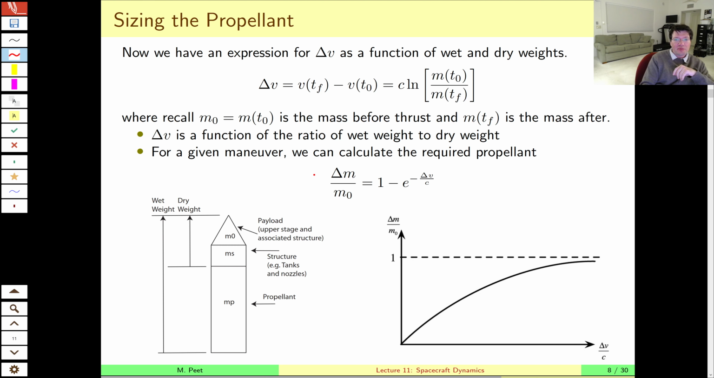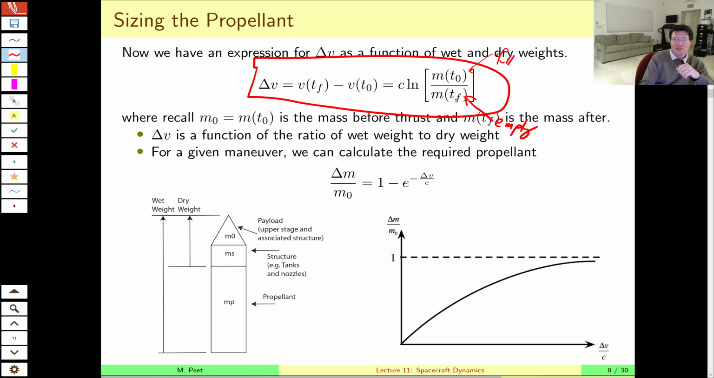So let's examine this rocket equation a little bit. Here it is. We have an expression for delta V as a function of wet and dry weights. So again, don't confuse M t naught and M t f with empty and full. This is actually the full weight, and this is the empty weight, or the weight after propellant is used.